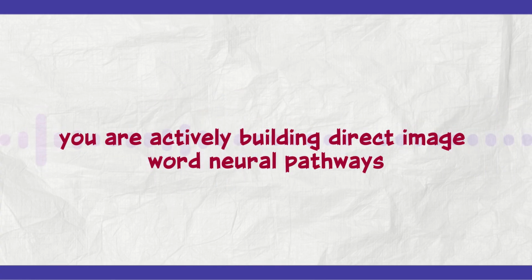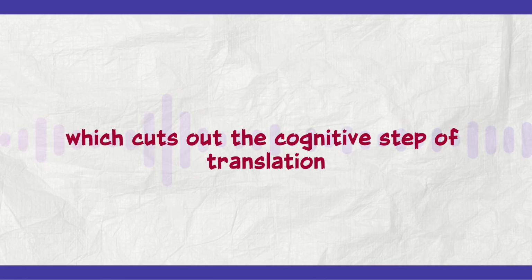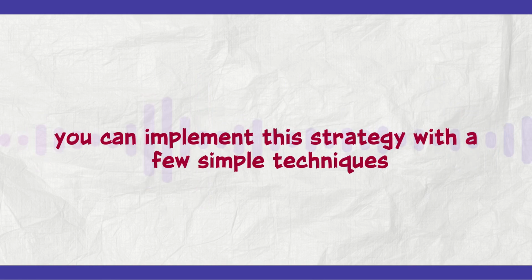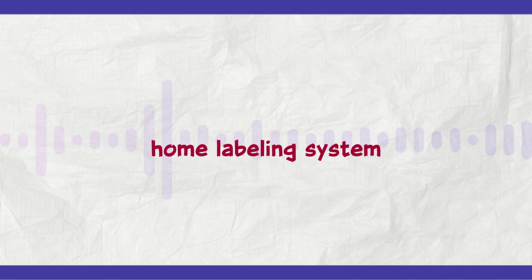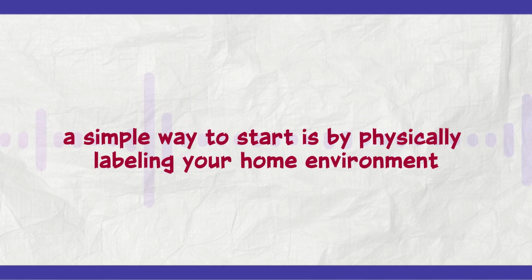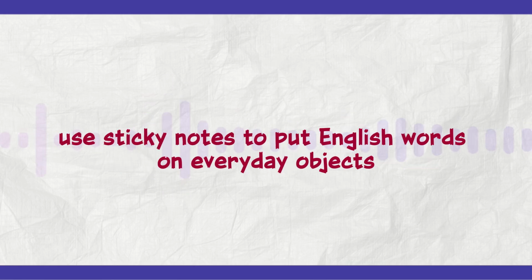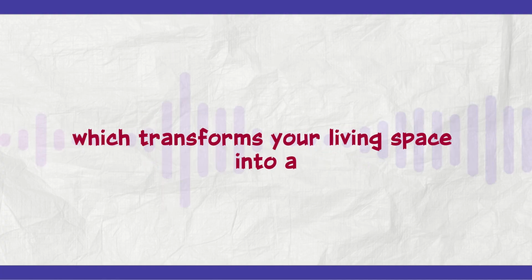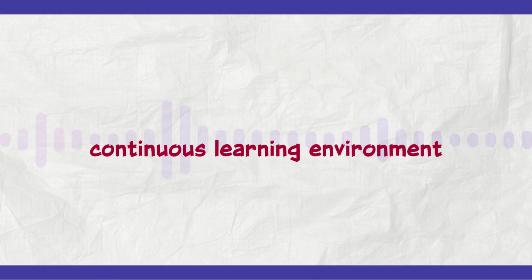You are actively building direct image-word neural pathways, which cuts out the cognitive step of translation. You can implement this strategy with a few simple techniques. Home labeling system. A simple way to start is by physically labeling your home environment. Use sticky notes to put English words on everyday objects, which transforms your living space into a continuous learning environment.